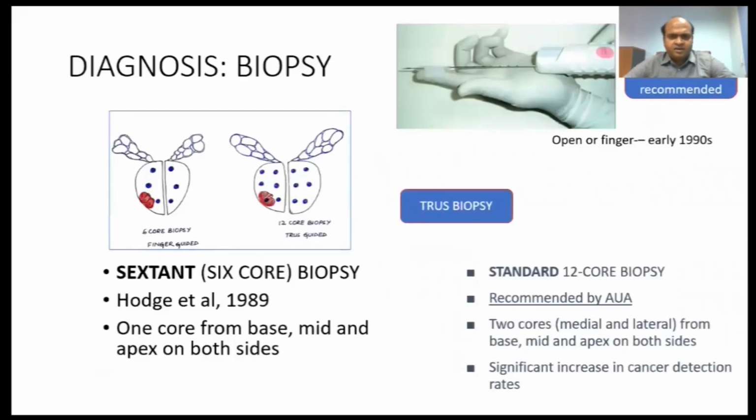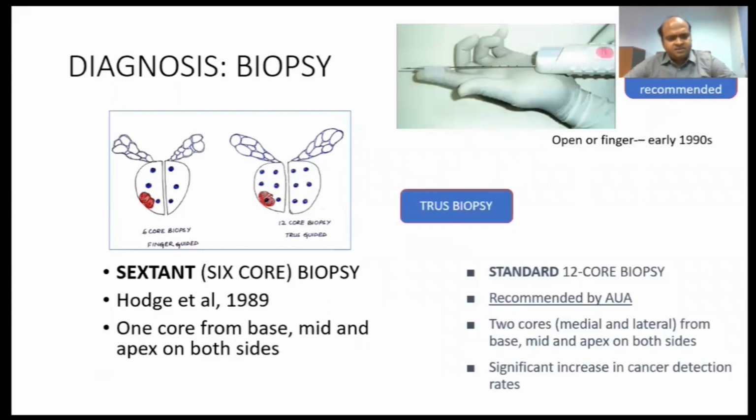The most important aspect of cancer diagnosis is prostatic biopsy. The prostatic biopsy is usually carried out through the transrectal route. In the early 1990s, the open or finger-guided biopsy was popularized initially. However, with availability of good ultrasound, now transrectal ultrasound-guided prostatic biopsy is the standard of care.